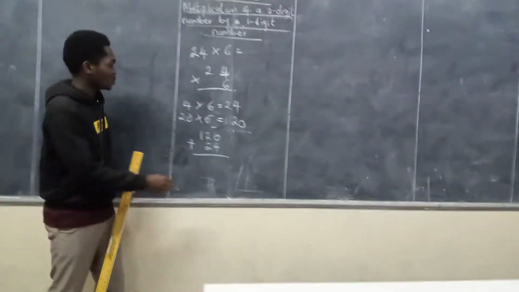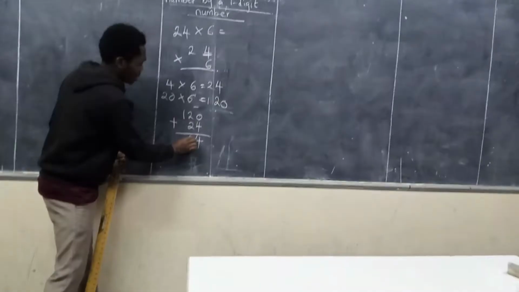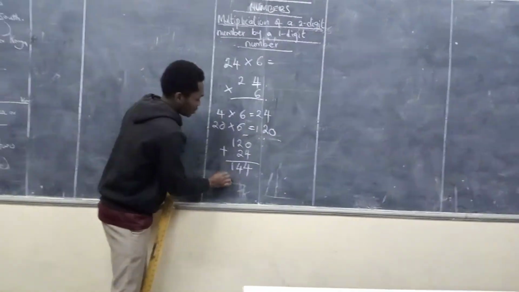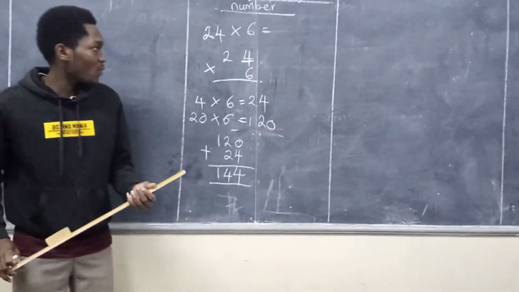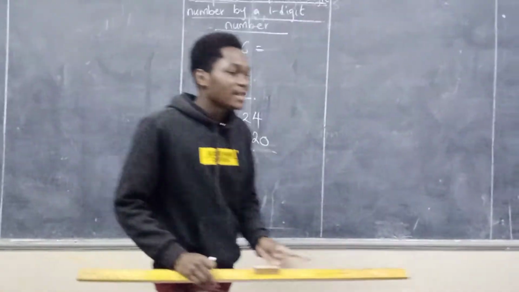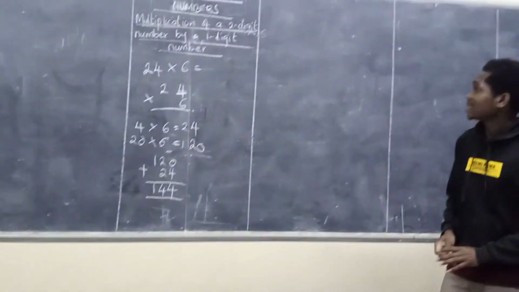Which is equal to 0 plus 4 is 4, 2 plus 2 is 4, and this is 1, which is equal to 144. That is the first example. Then I'm going to do the second example.